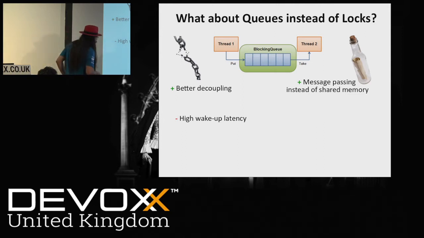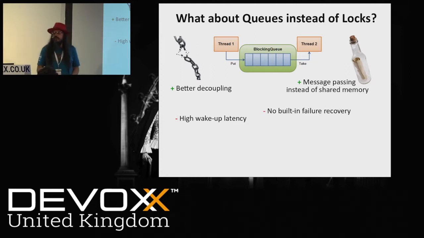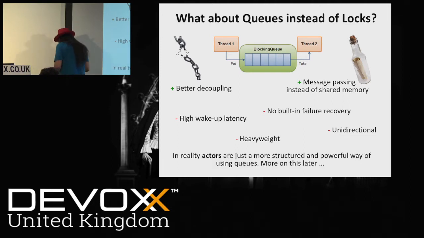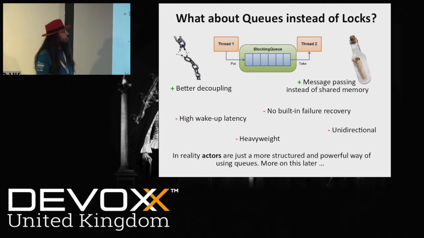Okay, but of course this has all the other problems that, in my opinion, are high wake-up latency. There is no built-in failure recovery. That is a big problem. It is quite heavyweight, and it's monodirectional. So thread 1 sends a value to thread 2 on that queue, but to do the communication in the opposite direction, you will need an additional queue. And in reality, if you think about it, if you know the actor model, we will come back to it later, the actor model is just a way of using queues in a more structured way. So probably it is preferable.